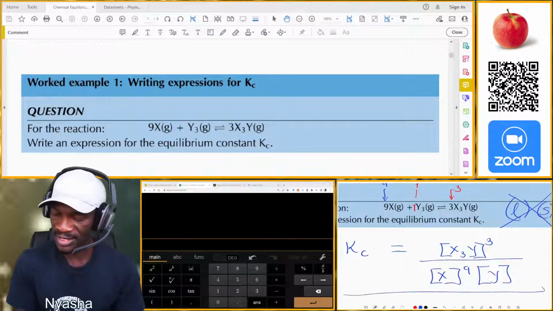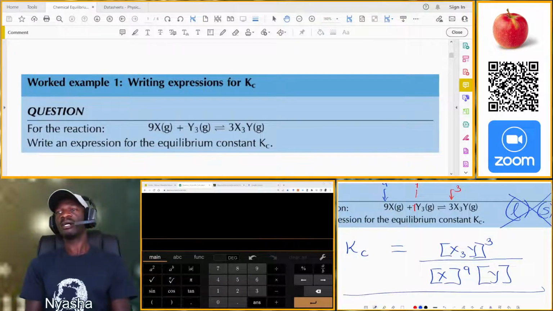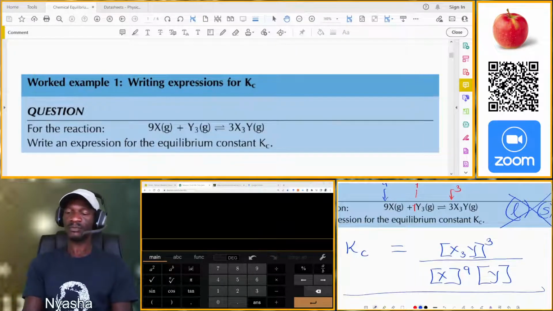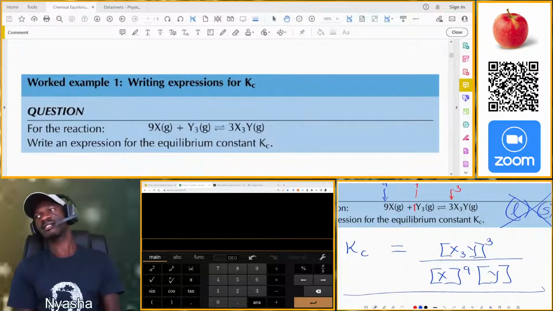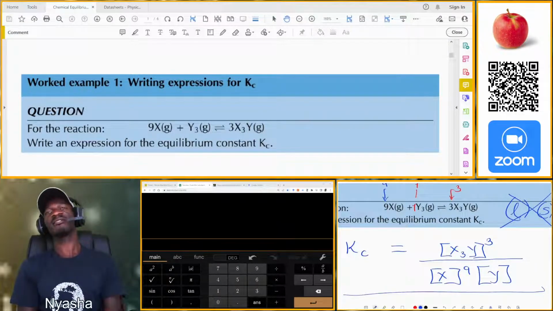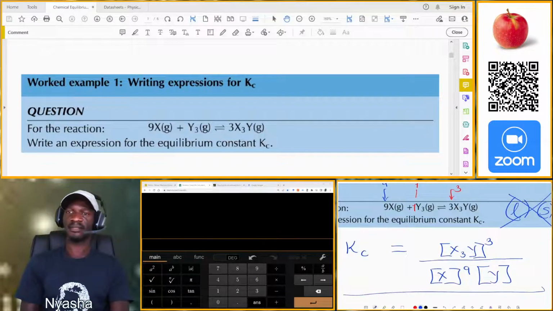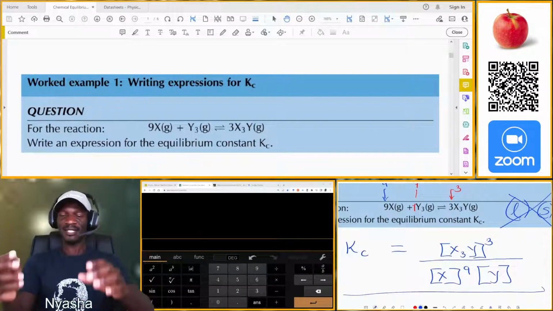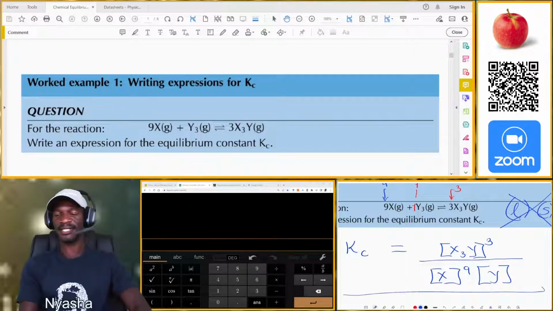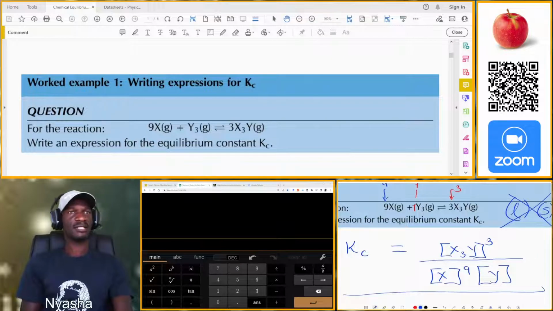This is an expression of the equilibrium constant Kc, where we have the concentration of the products at the numerator and the concentration of the reactants at the denominator. And we always look at this as the forward reaction. That's how we express this. So this is the first part. Did you all get it?